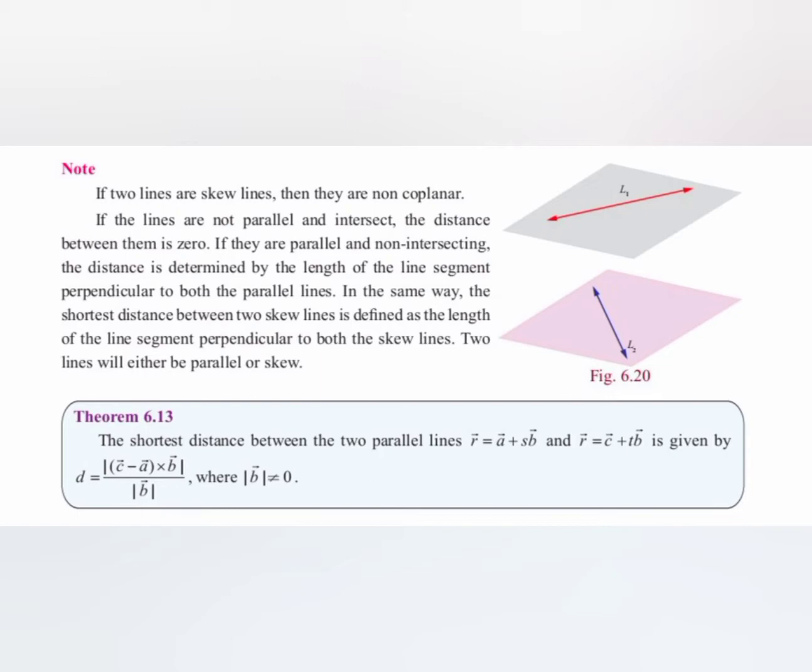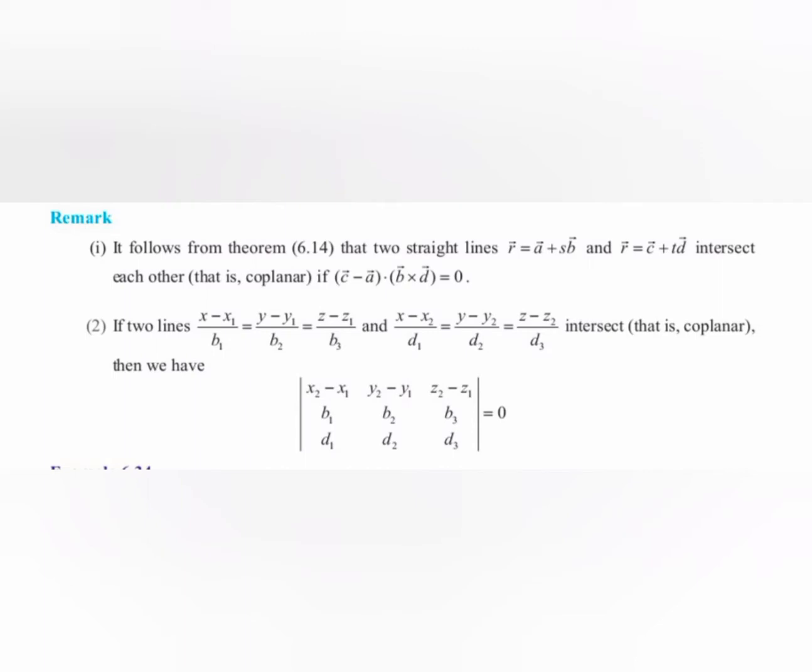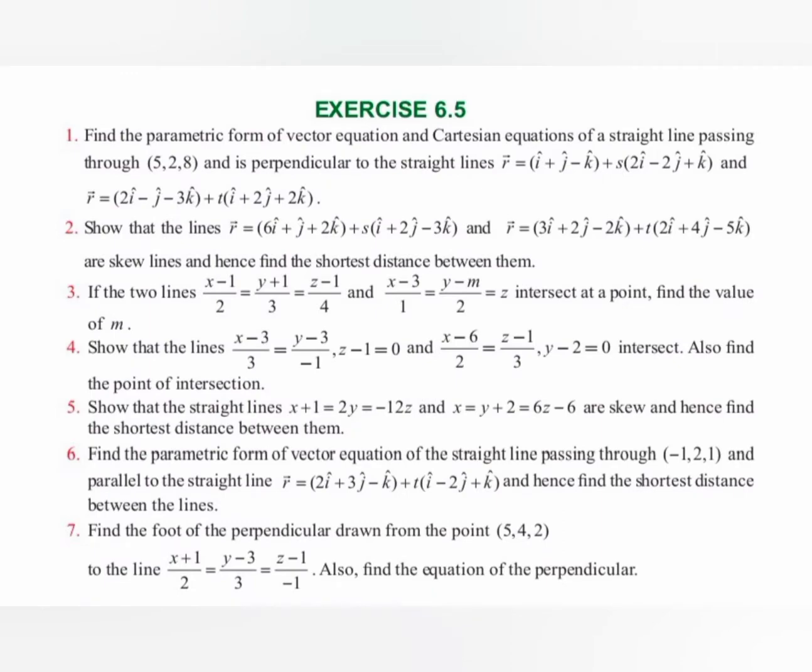That is, r vector is equal to a plus s b vector and r vector is equal to c plus t b vector. Similarly, the shortest distance between two skew lines is given to be delta is equal to (c minus a) dot (b cross d) divided by modulus of b cross d, where modulus of b cross d is not equal to 0. These are all the important three formulas, and this remark is regarding how to prove the intersection. This determinant with rows x2 minus x1, y2 minus y1, z2 minus z1; b1, b2, b3; and d1, d2, d3 should be equal to 0. Now let's move on to the exercise.